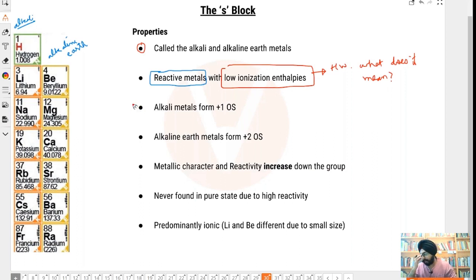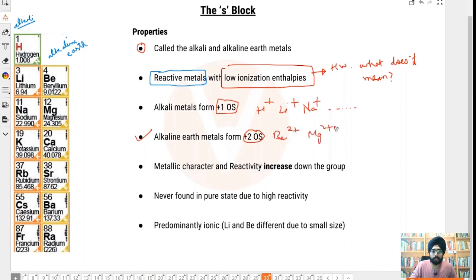A lot of you know what ionization enthalpies are, so good. We'll anyway discuss that in the next class. The alkali metals give a +1 oxidation state, which means they give ions like H positive, lithium positive, sodium positive, and so on. They lose 1 electron, which is why we say they have a +1 oxidation state. Alkaline earth metals, on the other hand, give +2 oxidation states, ions like beryllium 2 positive, magnesium 2 positive, calcium 2 positive, and so on.